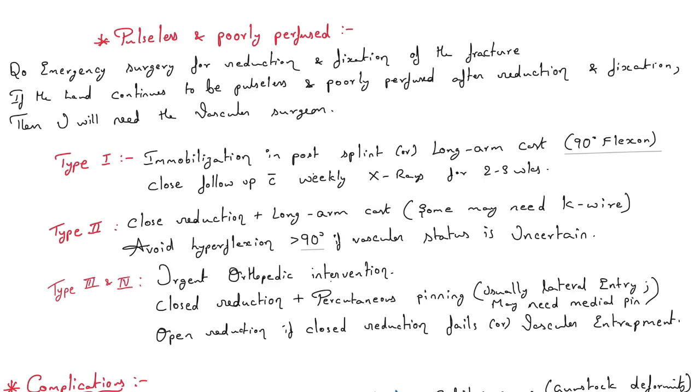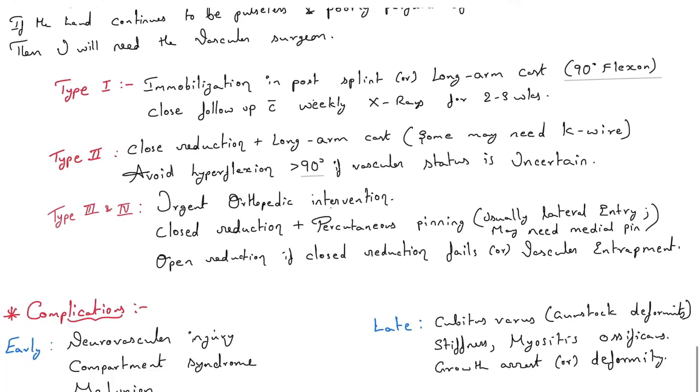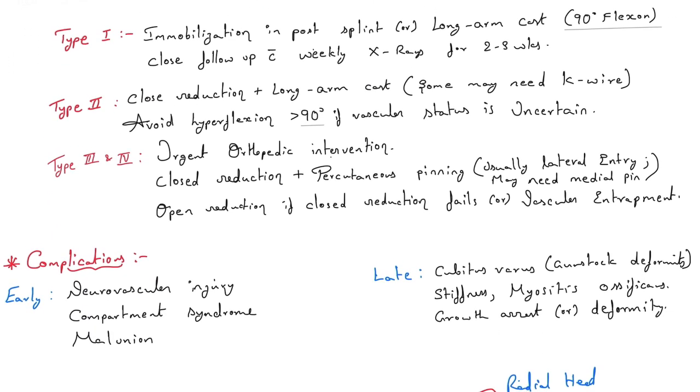Okay, in type 1, first of all we have to do immobilization with a posterior slab. That means we apply a posterior splint and long arm cast at 90 degrees flexion, and we do close follow up with weekly X-ray for 2 to 3 weeks. In type 2, we have to do closed reduction plus percutaneous pinning, and apply a long arm cast. Some may need K wire. We have to avoid hyperflexion greater than 90 degrees if vascular status is uncertain.